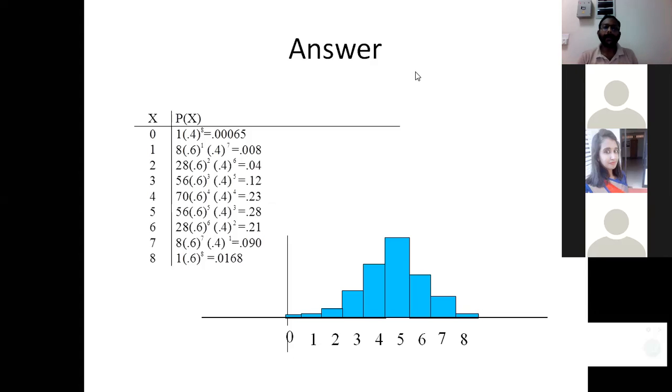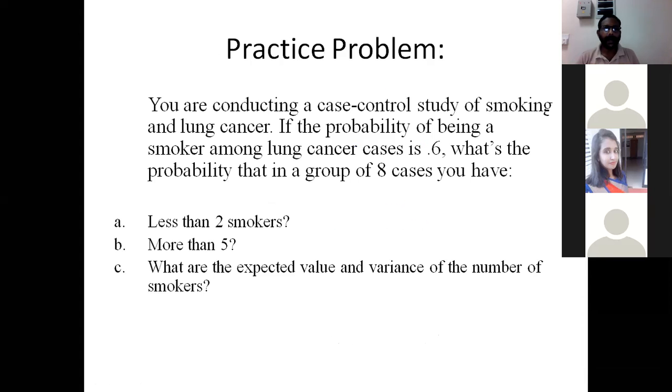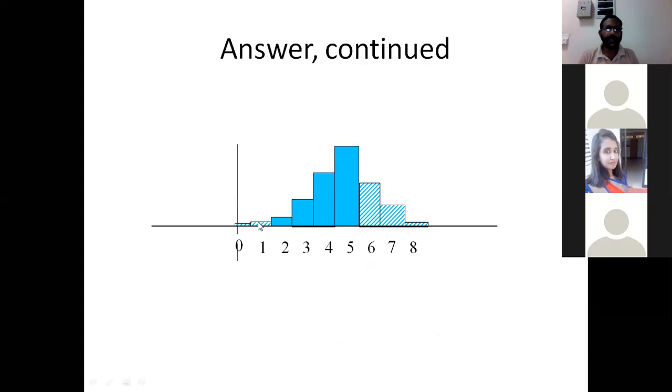So that is how we look at what we call the binomial distribution. So easily we can get the values for any case, right? Yes, we can find the values for the previous question. Less than two smokers, more than five smokers. So the answer for less than two smokers is the values for 1 and 0, right? You add the values.